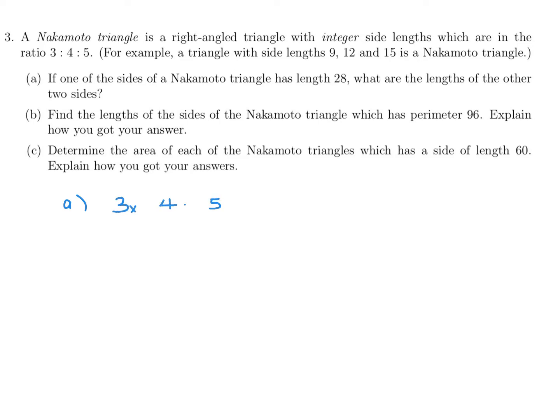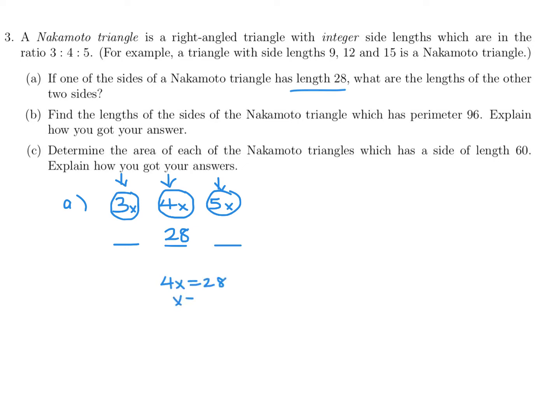So I'll just call it 3x, 4x, and 5x. Now they're saying that one length is 28. Now which one is it? Is it this one, or this one? Well, the number has to be divisible by 3 if it's this one. Is 28 divisible by 3? No. The number has to be divisible by 4 if it's that one, and 28 is divisible by 4. It would have to be divisible by 5, and 28 is not divisible by 5, so I'm confident it's not that one. Okay, so that means that 4x is equal to 28.